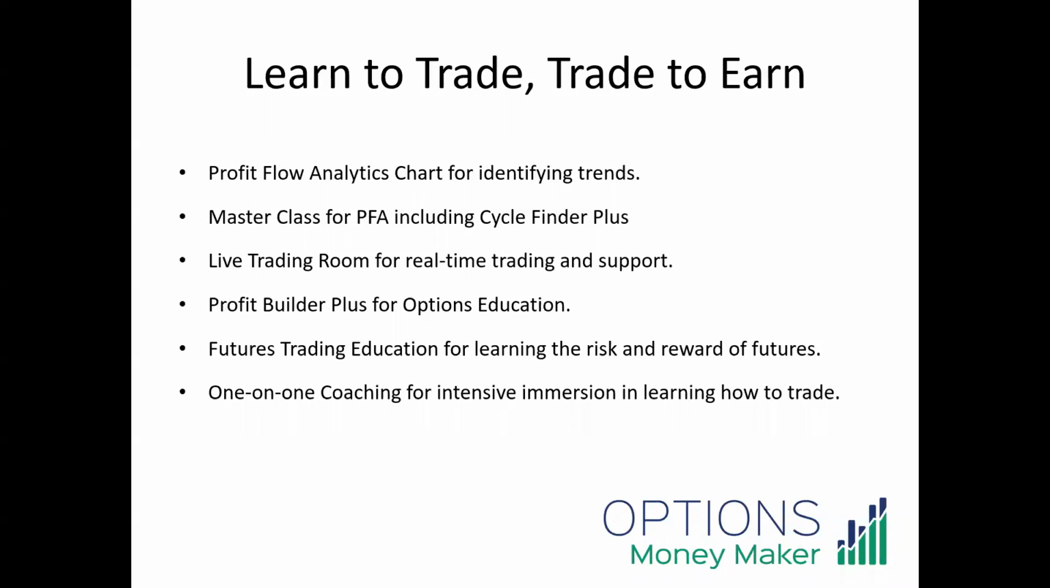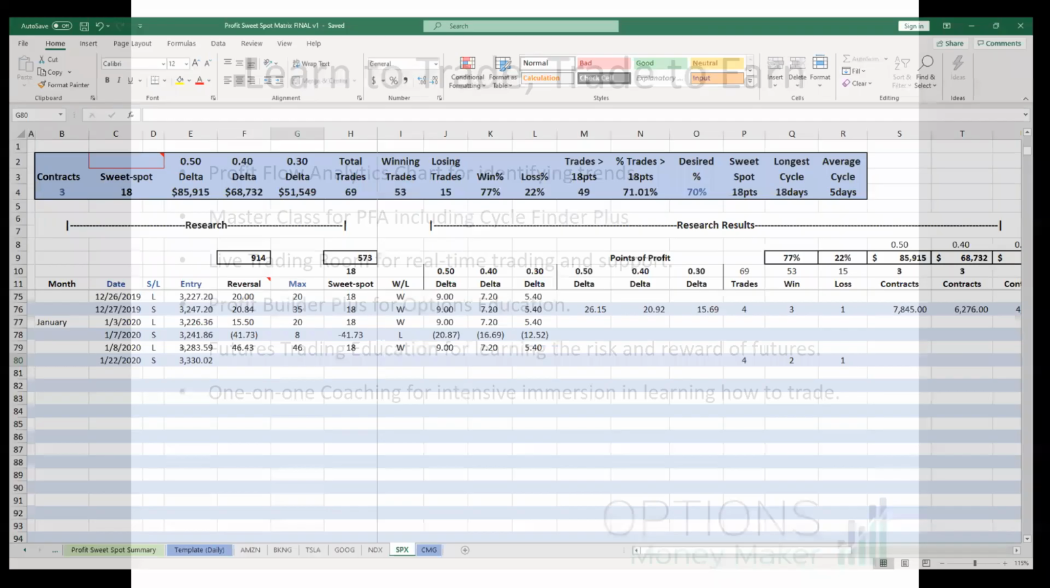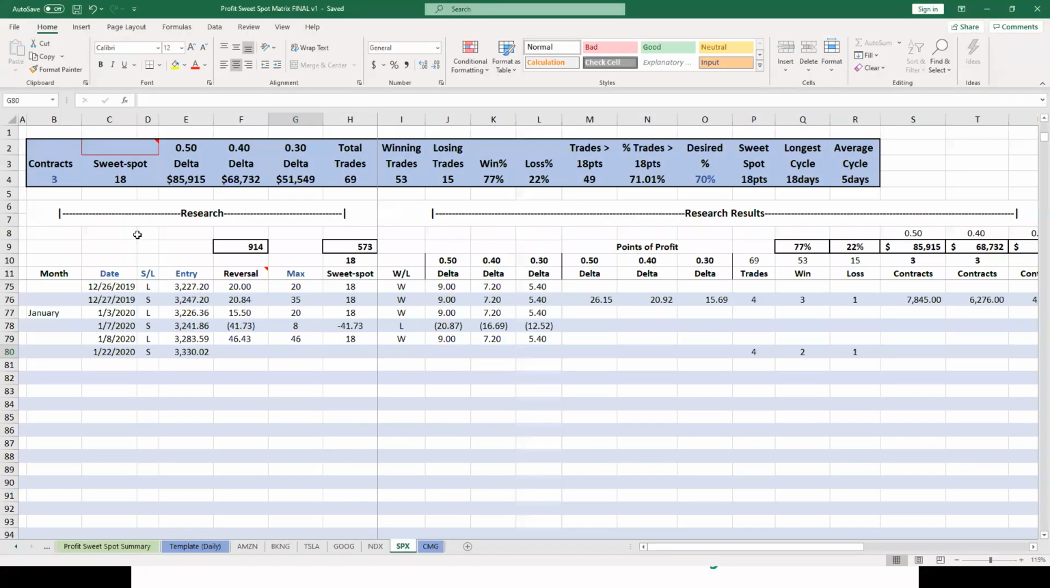Well, while we're waiting for questions, what we focused on today in the live trading room is reinforcing what we taught in the first 3 sessions of the masterclass. The first session, if you're not a participant, was all focused on a new tool that we built for our trading community, which is the profit flow, the profit sweet spot matrix.